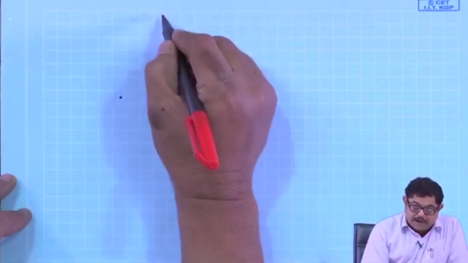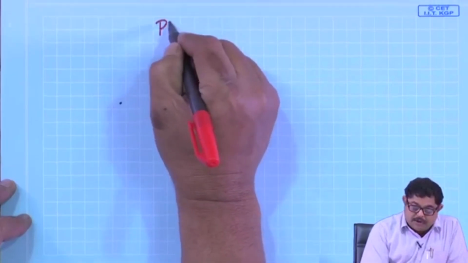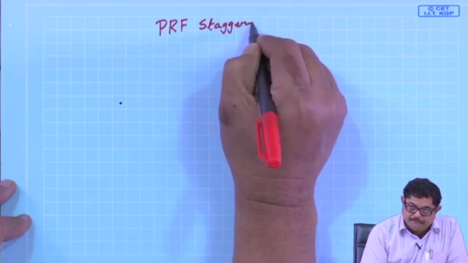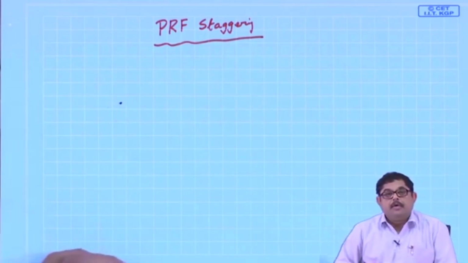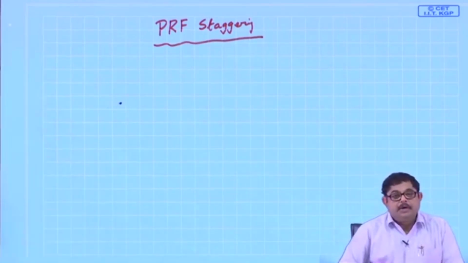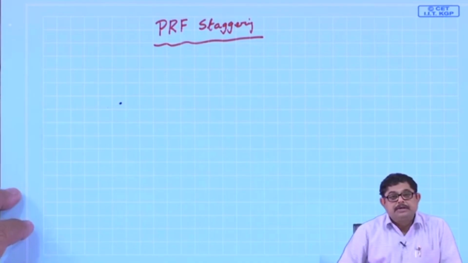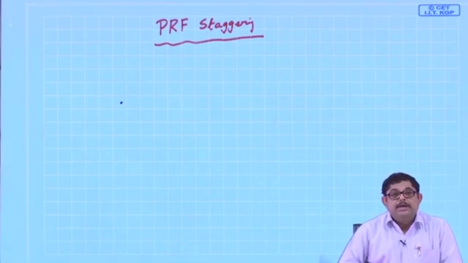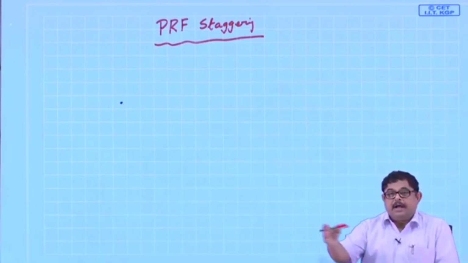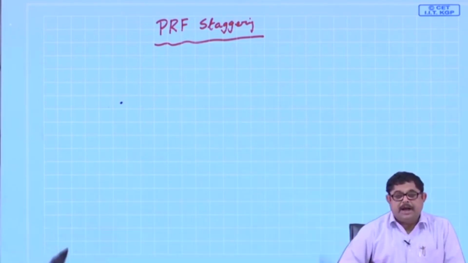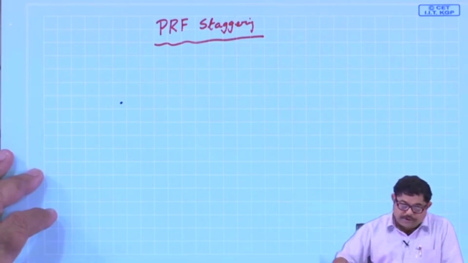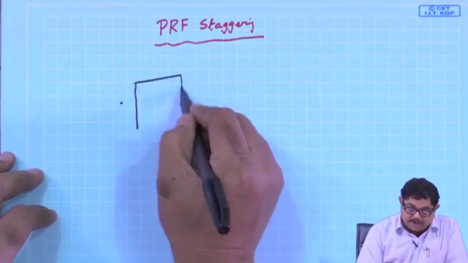Next, we come to another concept that is called PRF staggering. Actually, this is a concept we already discussed earlier when we discussed range ambiguity. At that time we saw that when measuring range, there is an ambiguity in the measurement if the range of the target is beyond the maximum unambiguous range. So, let us understand this concept of PRF staggering by a thought experiment.